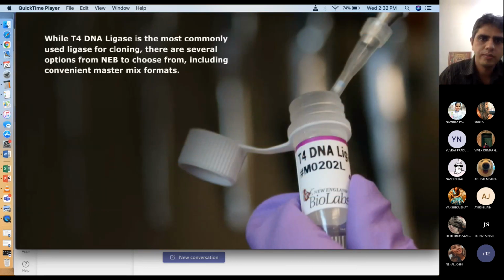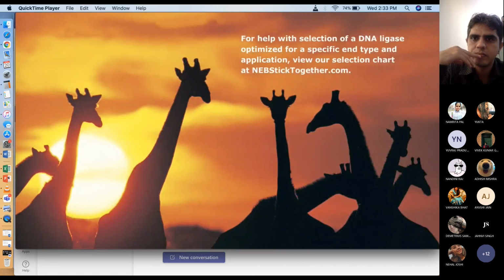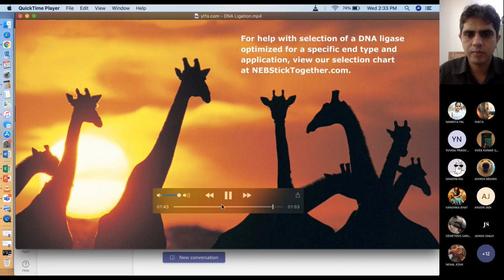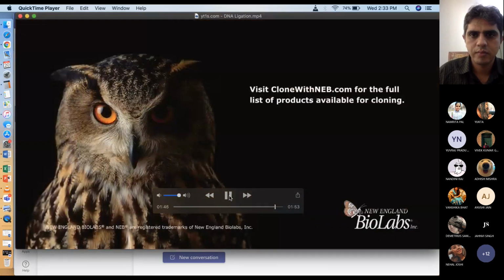While T4 DNA ligase is the most commonly used ligase for cloning, there are several options from NEB to choose from, including convenient master mix formats. For help with selection of a DNA ligase optimized for a specific end type and application, view our selection chart at nebsticktogether.com. Visit clonewithneb.com.